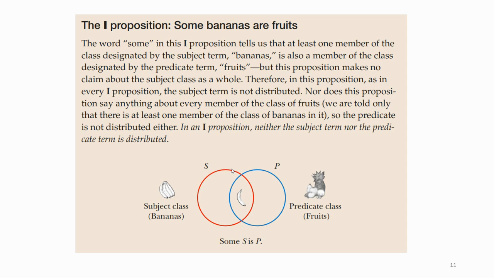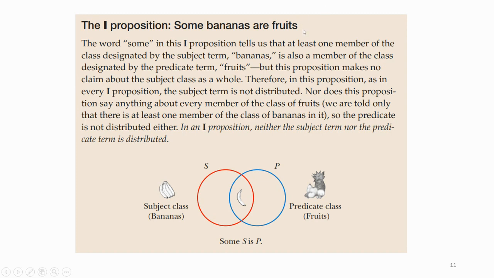If we go back here, in the I proposition neither is distributed. So in the I proposition, what was the proposition? That some bananas are fruits. So here none of them are totally distributed. In the I proposition, neither subject nor predicate, because we're talking about some bananas, not the entire banana class, and again not the entire fruit class.